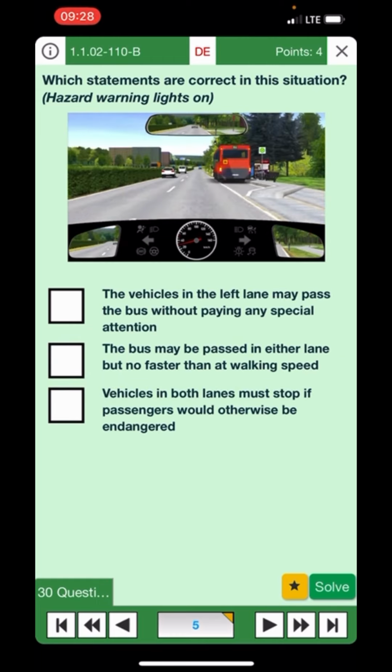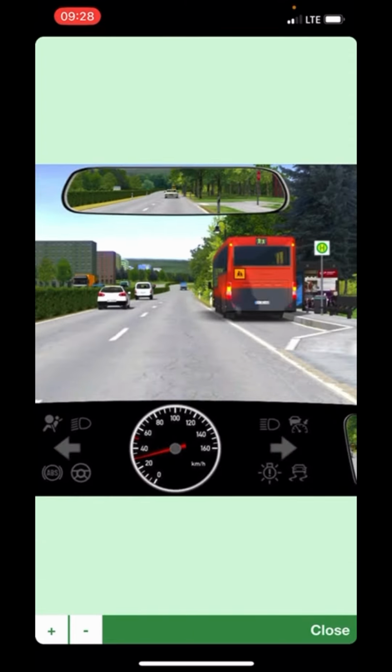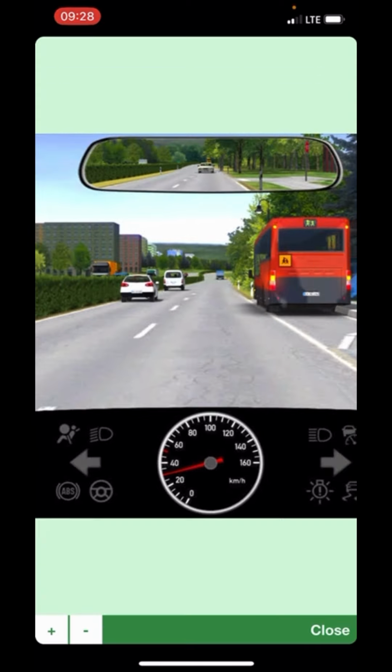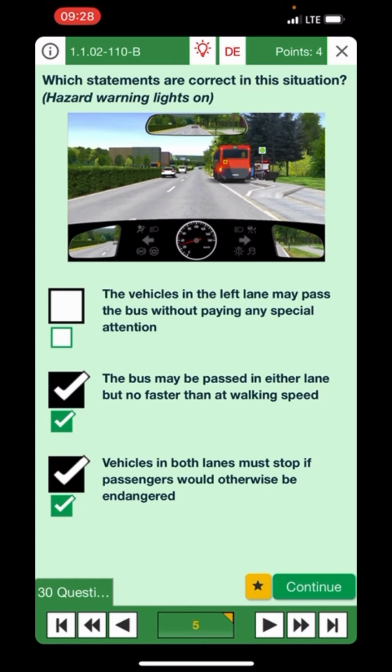Which statements are correct in this situation? What is the situation? You have a bus with hazard warning lights on, parked on your side. If you look, both lanes are going forward, so it's a 2-lane road. Let's look at the options. The vehicles in the left lane may pass the bus without paying any special attention. No, everybody should pay attention. The bus may be passed in either lane, but no faster than at walking speed. Yes, that's correct. The vehicles in both lanes must stop if passengers would otherwise be endangered. Yes, that's true. Solve. That's the right answer.